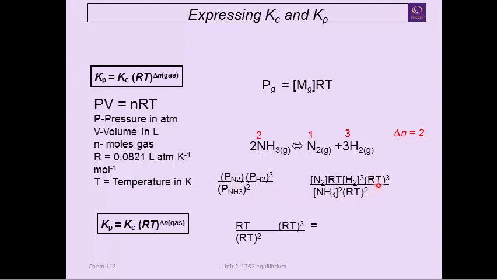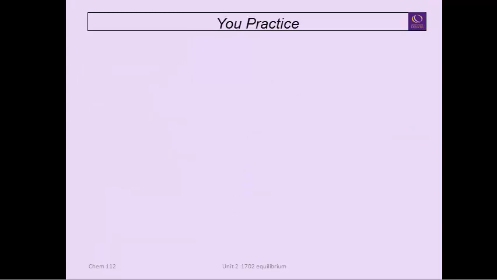Now if I just isolate out the RT so I can focus on it, I've got an RT times an RT cubed divided by RT squared. And voila, you get RT to the second power. And so in essence, that is what gives rise to this. Here's your shortcut. Anytime you have a Kc, take it times RT raised to the delta N, meaning how many moles are different in the products in comparison to the reactants. And that will give you your Kp. So there's one conversion. So now you practice.